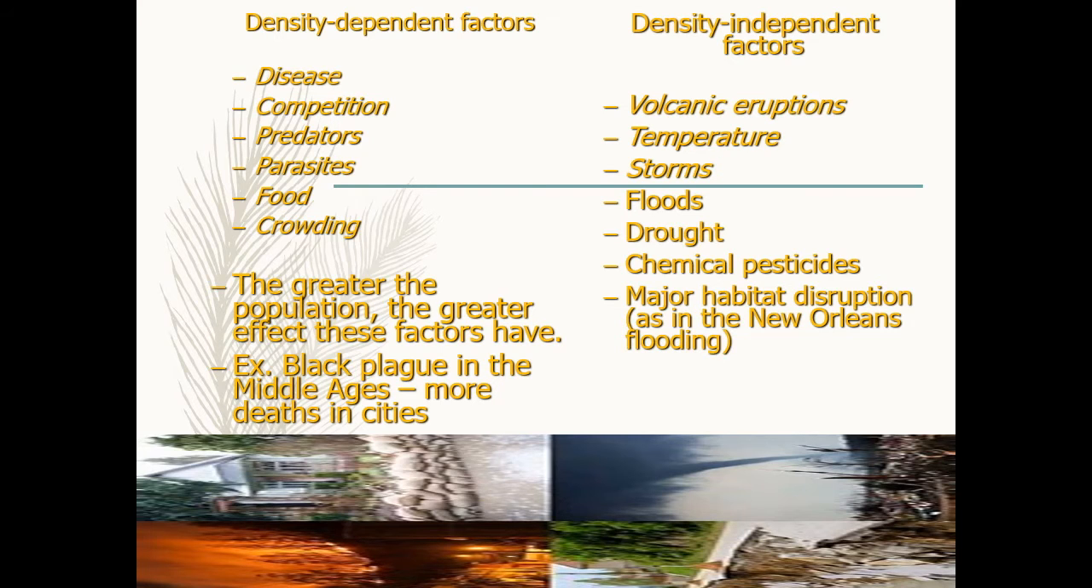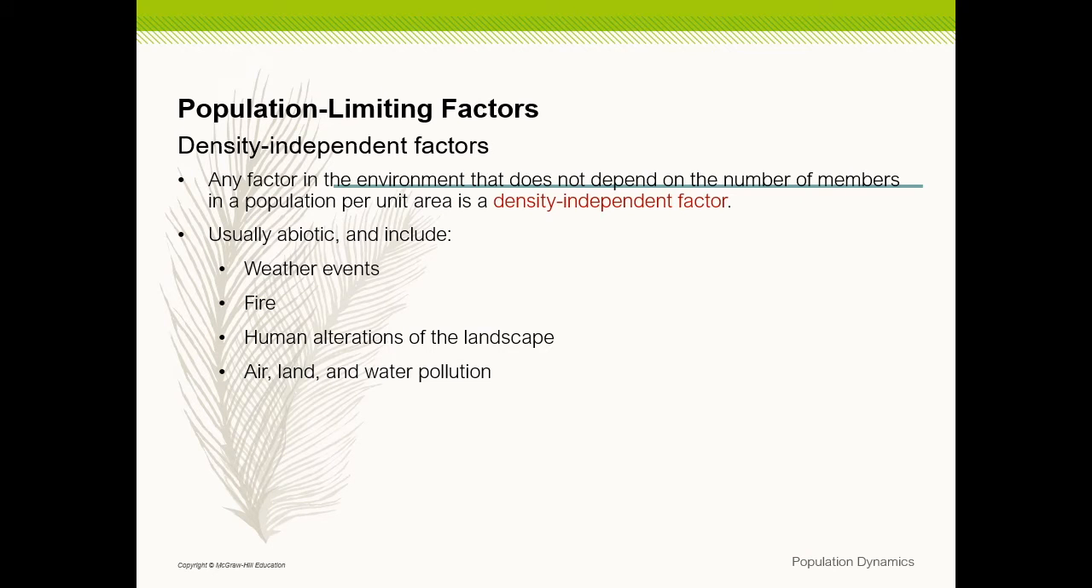And then we have the density independent factors that have to do with natural disasters, things where it doesn't matter how many they are, like volcanic eruptions, temperature, storms, floods, drought, chemical pesticides, right? And they give you an example of New Orleans.